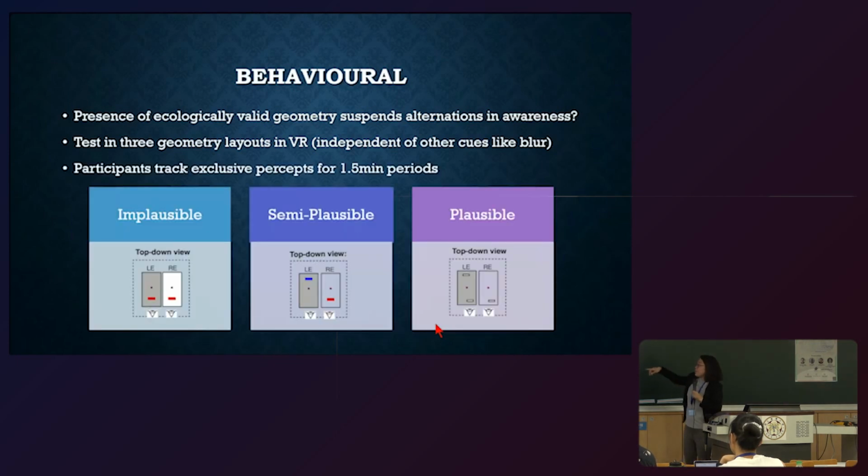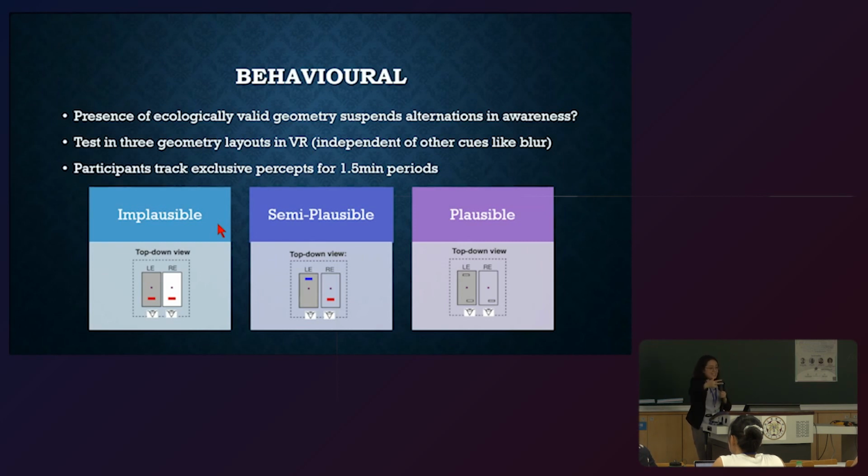And we got participants to track their percept for a couple of minutes for three different types of geometry conditions. So in the first kind, which is what laboratory interocular suppression usually does, you have two incompatible images occurring at the same depth. So if you have a monitor or use a stereoscope, they're at the same depth.